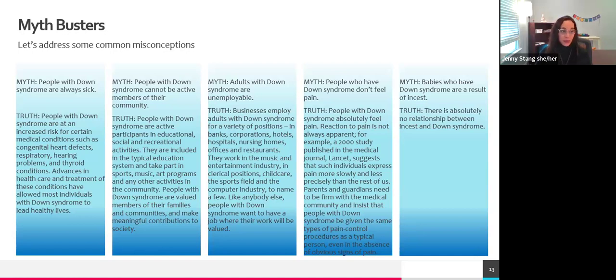And next, babies who have Down syndrome are the result of incest. Well, we just went over the causes of Down syndrome, right? There's absolutely no relationship between incest and Down syndrome, okay? So we're going to debunk that right now.